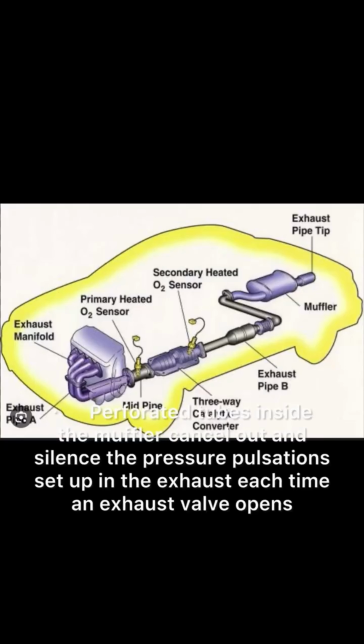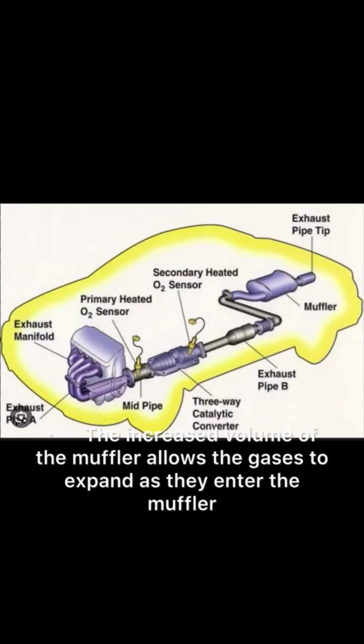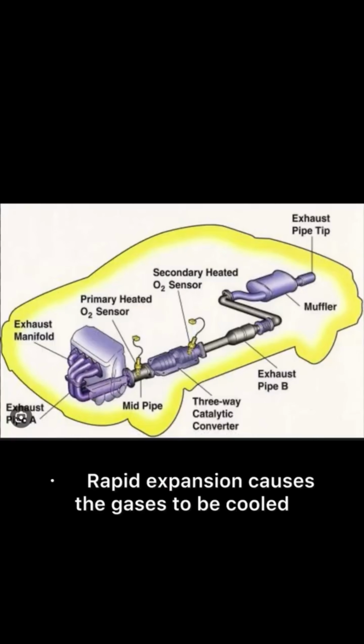Perforated tubes inside the muffler cancel out and silence the pressure pulsations set up in the exhaust each time an exhaust valve opens. The increased volume of the muffler allows the gases to expand as they enter the muffler. Rapid expansion causes the gases to be cooled.